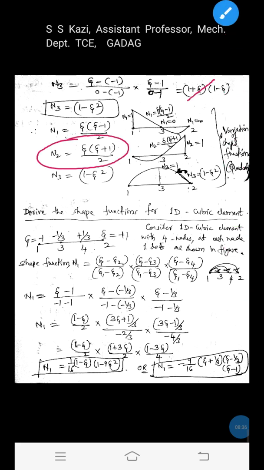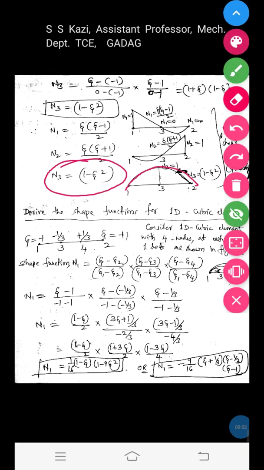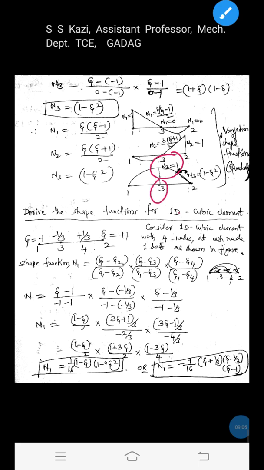And N2 we got zeta into zeta plus 1 by 2, and the variation of the shape function is given in this sketch. N2 at node 2 is 1, and at node 3 and node 1 it is 0. That is one of the first properties of the shape function, and it varies quadratically. Next, N3 we got 1 minus zeta square, and it varies like this. N3 is equal to 1 at node 3, and this curve represents 1 minus zeta square. The variation of these shape functions is quadratic. Here it is not linear, it is quadratic.